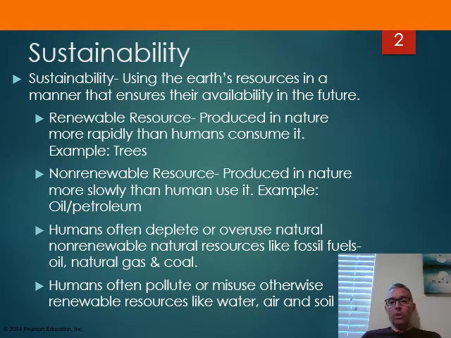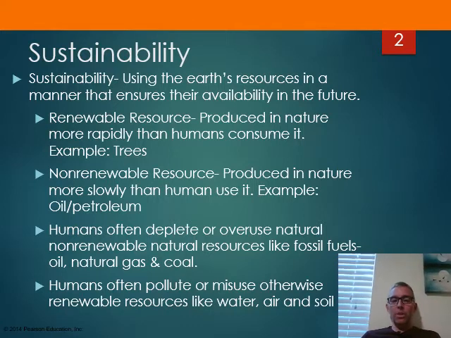And this is an important term that's going to stay with us most of the year, so make sure that you understand this one and it's in your notes and vocab. Sustainability is using the Earth's resources in such a manner that it ensures the availability in the future. So in other words, if a practice that humans are doing is sustainable, there will be as much of that resource available in the future as there is now.